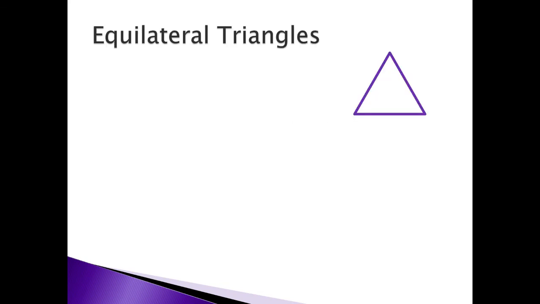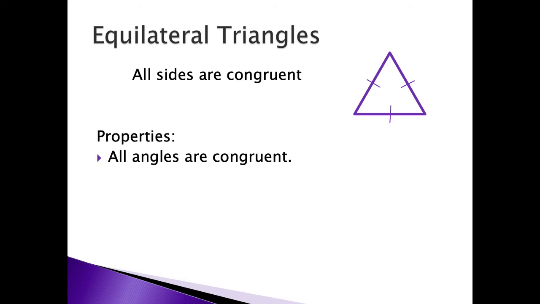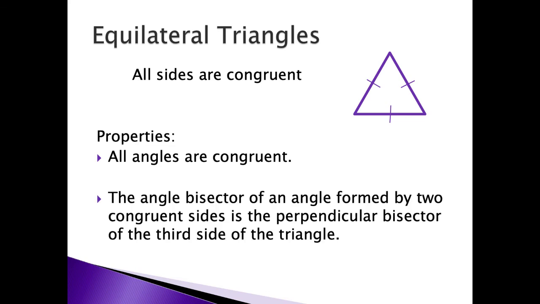Equilateral triangles are triangles that have all sides congruent. To denote congruency, I typically put a little tick mark going across the side. If all my sides are congruent, that also tells me that all my angles are congruent. If I have an angle bisector in an equilateral triangle, then that also tells me that that angle bisector is also a perpendicular bisector. Okay, so that tells me that it goes from the vertex down to the midpoint of the other side. Okay, it's a very important line segment in an equilateral triangle.